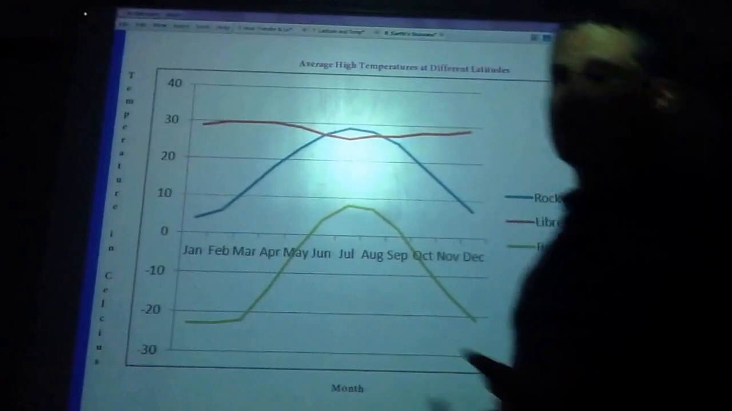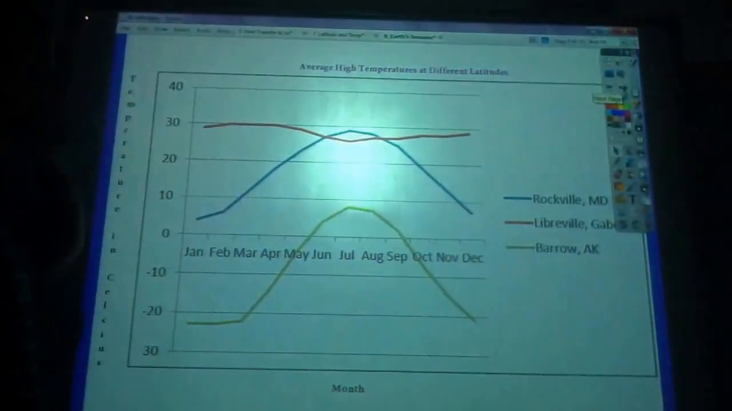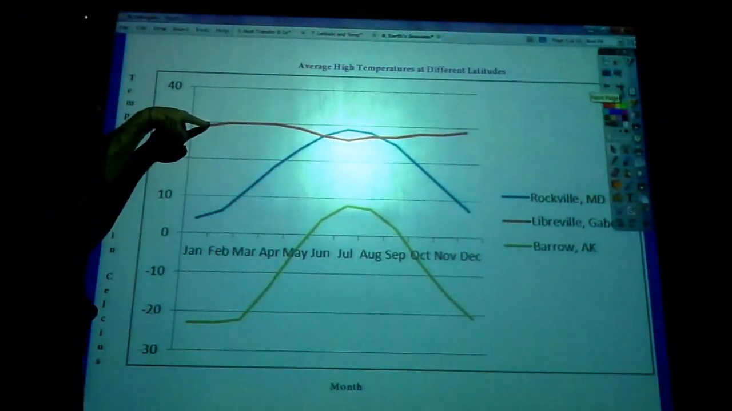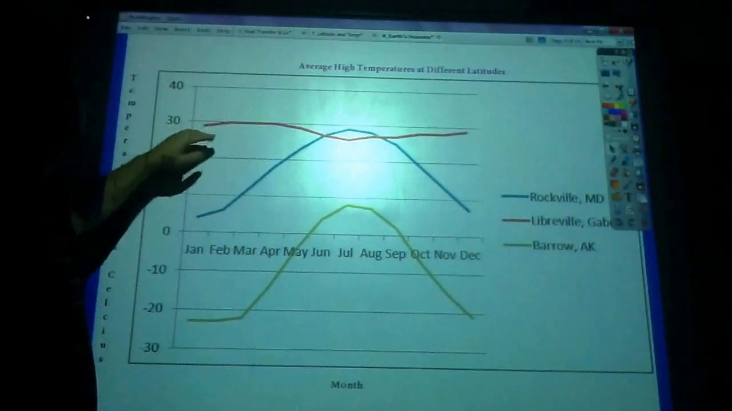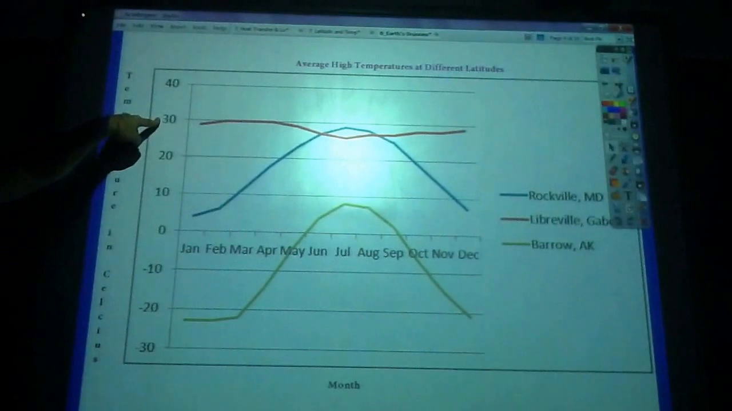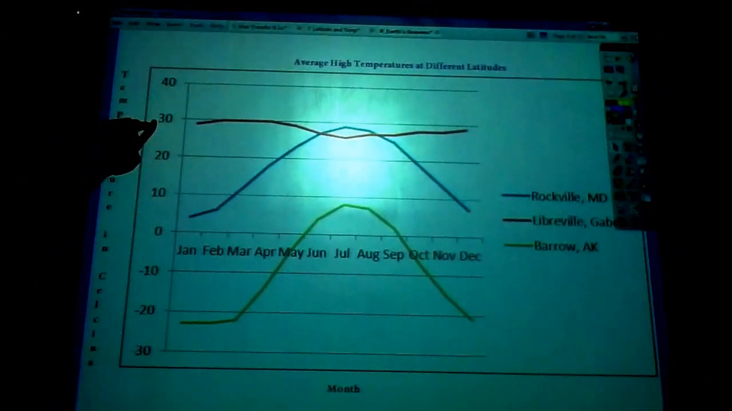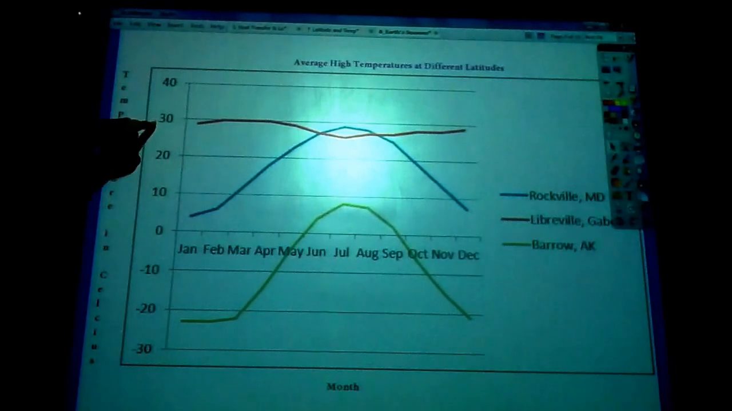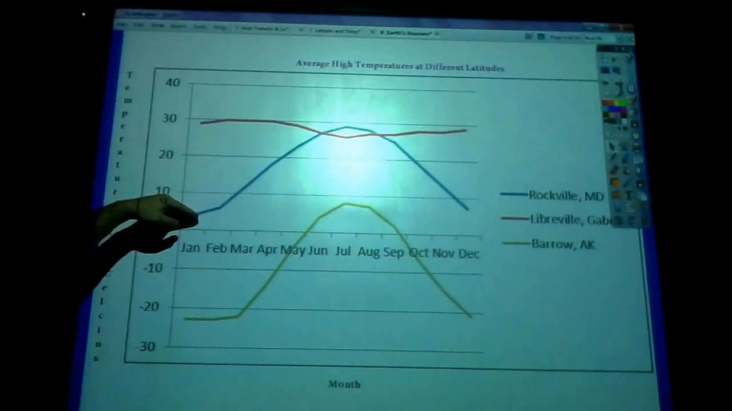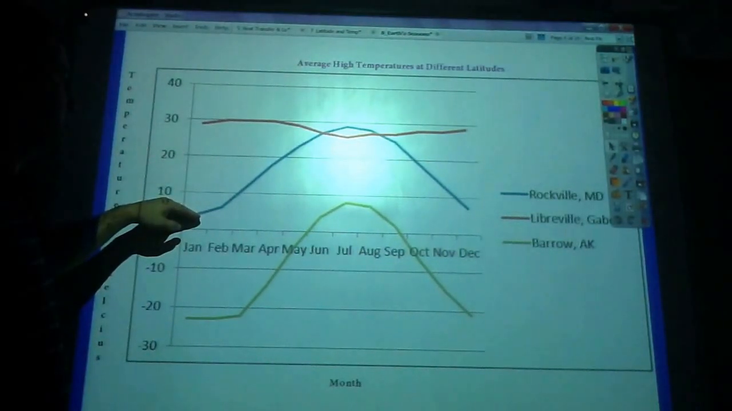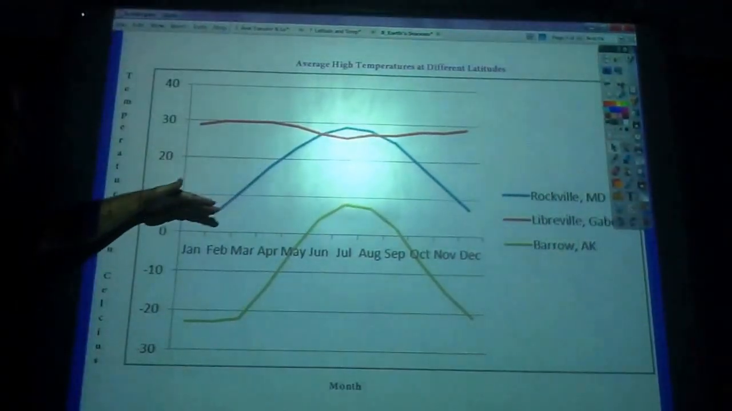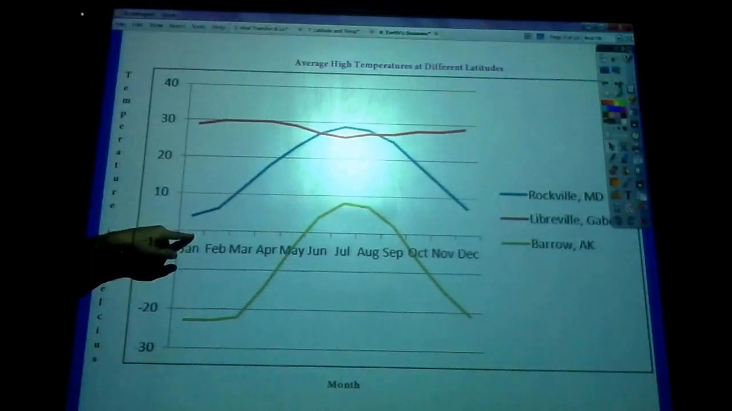All right, so one thing I just wanted to take a look at, I have a temperature graph of 3 different locations. We have Libreville, Gabon, which is right on the equator, and we can see that it's right around 30 degrees. Now, it doesn't say on here, but this is 30 degrees Celsius, which is about 95 degrees Fahrenheit. Here we have Rockville, which in the winter gets to be about 5 degrees. Not too cold. If you remember, I moved here from Milwaukee, and the coldest it gets in Milwaukee is probably a little bit farther down here.